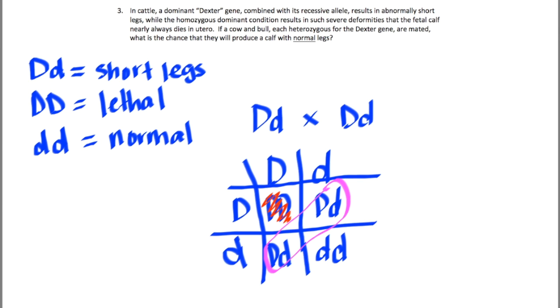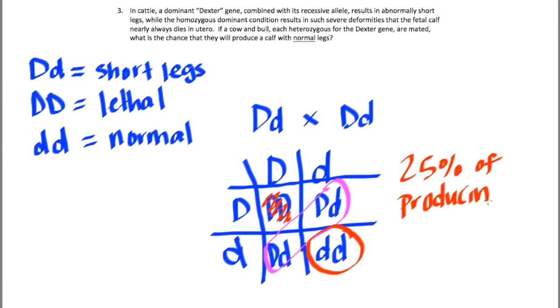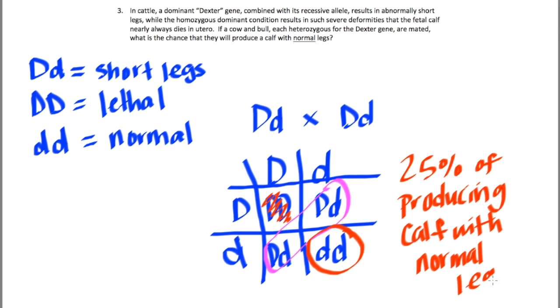And then let's see, it wants to know what is the chance that they will produce normal legs. So here's the one we're looking at. You have a 25% chance of producing a calf with normal legs. And also, just to kind of put this out here, you don't necessarily have to do 25%. You could say you have a 1 out of 4 as well. Those are the same answers, so it doesn't matter.